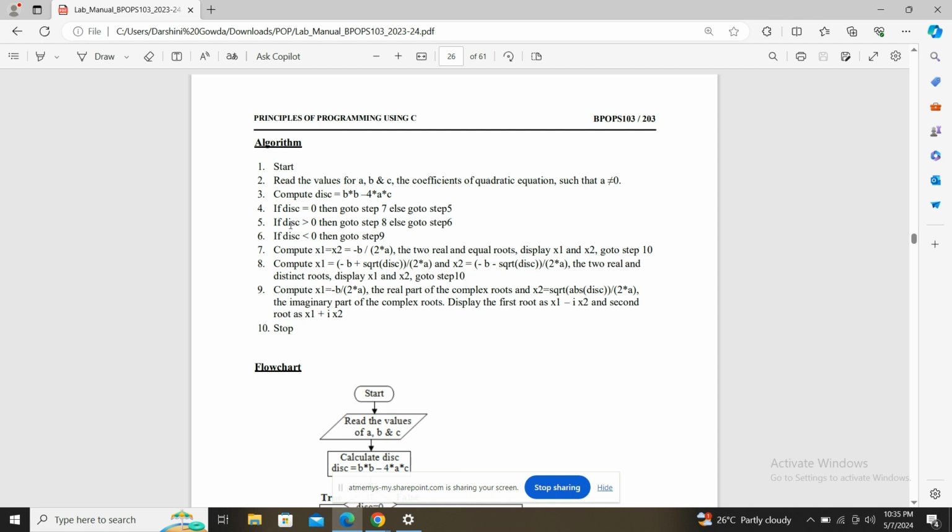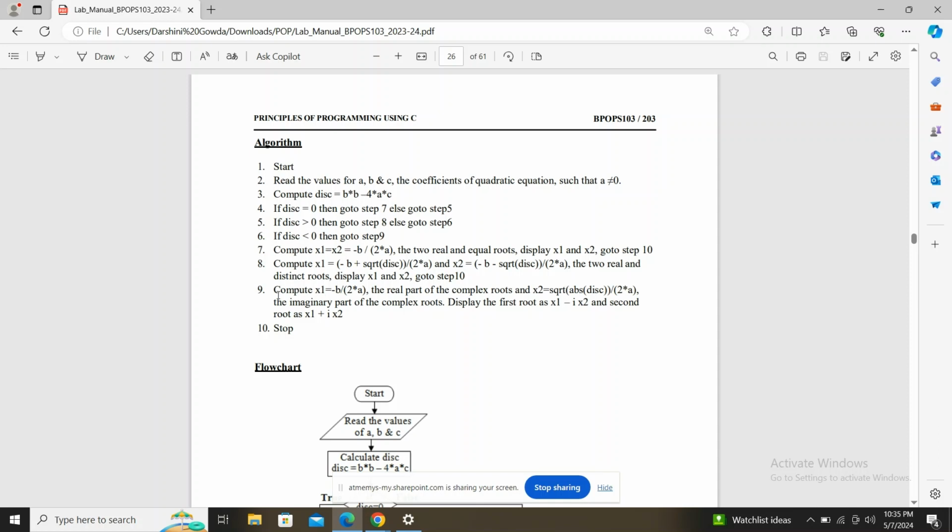What if the condition becomes false? That is, if the discriminant value is not greater than 0, it will go to step 6. Step 6 checks whether the discriminant value is less than 0. If the discriminant value is less than 0, it is a negative number, and it goes to step 9, where it computes the two different roots. Here we get our roots as imaginary.